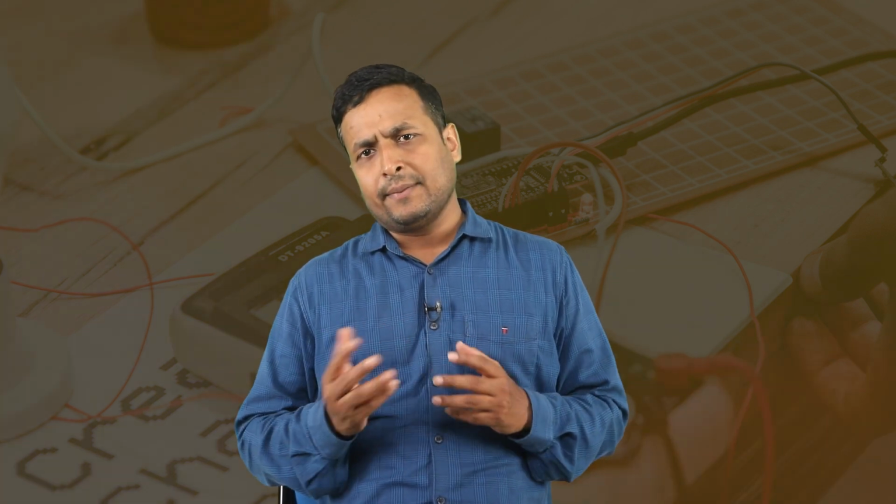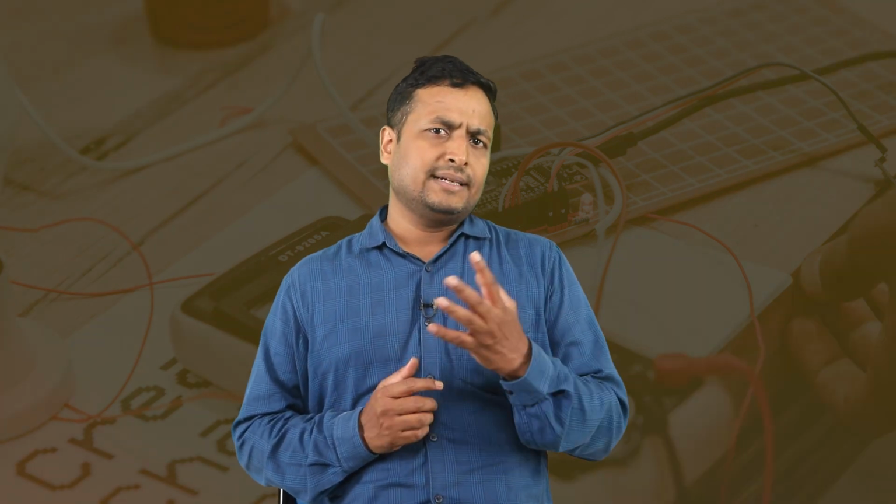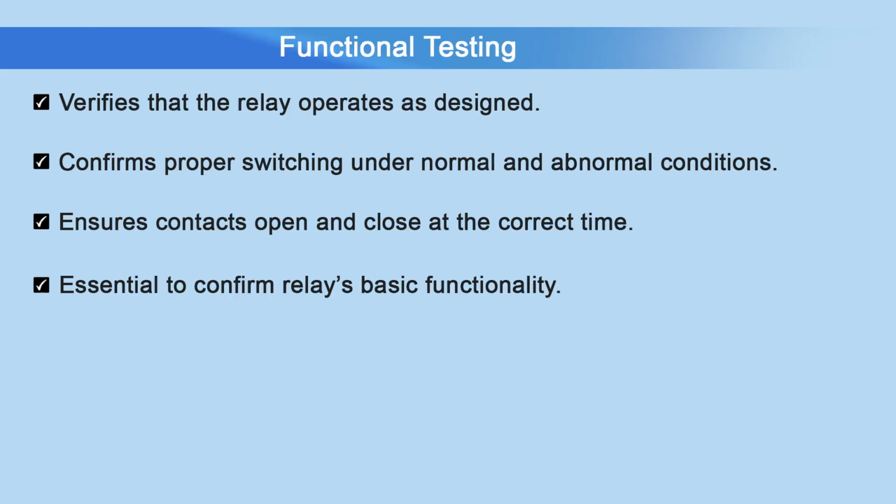Relay testing can be categorized into several types, each designed to assess different aspects of relay performance. First is functional testing. Here the objective is to verify that the relay operates according to its design specifications. So, what is the procedure here?